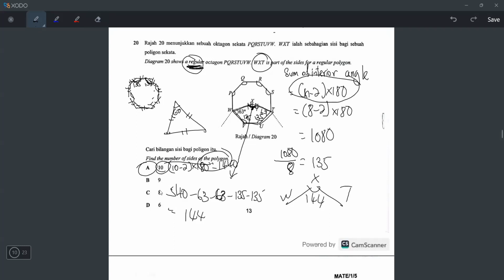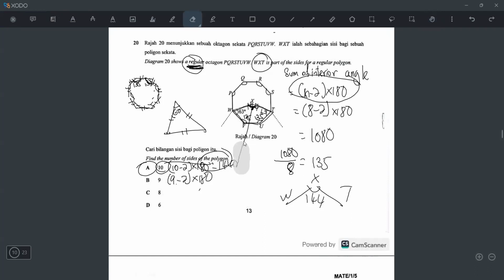Okay, but what if it's 9 sides? What would be the angle for each? Like if it has 9 sides, what would be the value? Let's try 9 minus 2 times 180, and then the whole thing has to be divided by 9. So what is 9 minus 2? 7. 7 times 180 divided by 9. So I get 140. What does that mean? If it's a regular polygon and it has 9 sides, all the 9 angles will be 140. That's what it means.